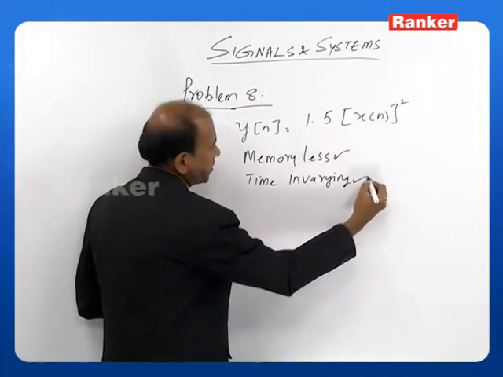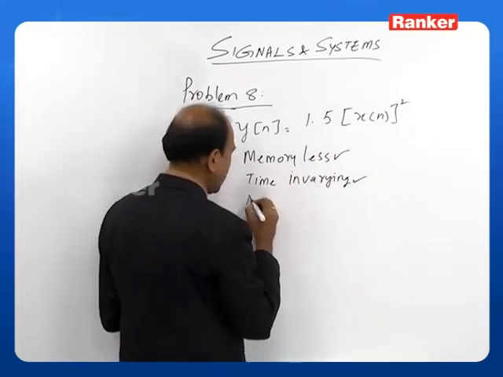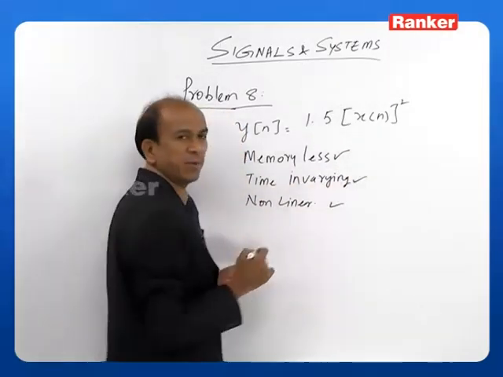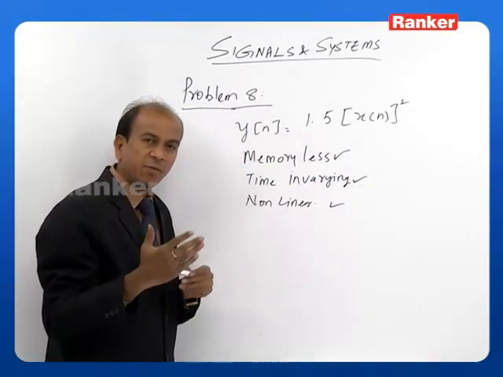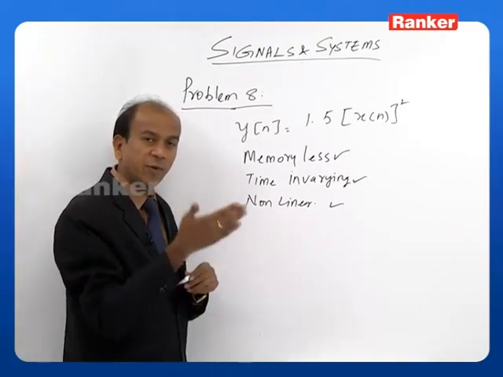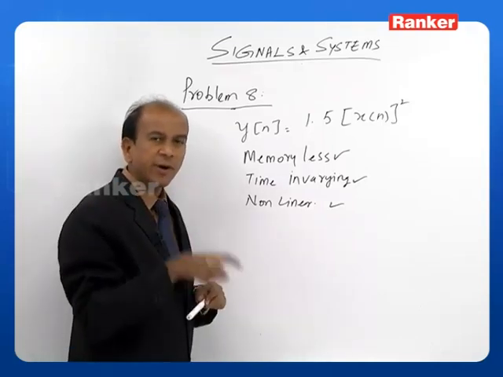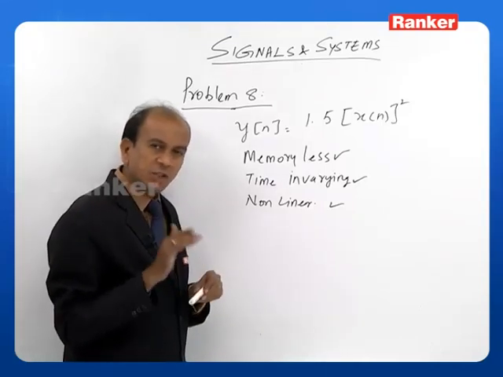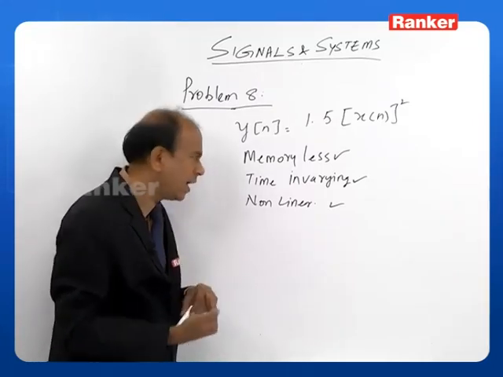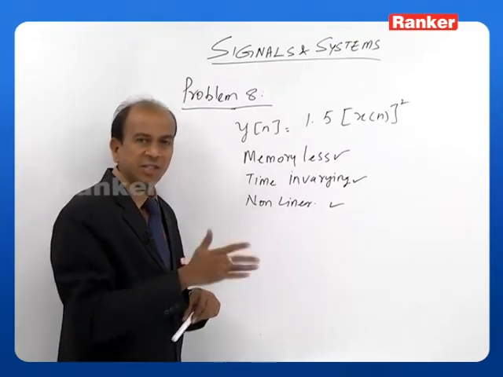So, this is a system which is time invariant, and this is non-linear because of the square term involved. When a square term is involved, we have x1 square plus x2 square plus 2x1 x2. So, the 2x1 x2 is coming extra, and that is not satisfying the superposition principle. So, this is a non-linear system. So, this is a non-linear time invariant memoryless discrete system.